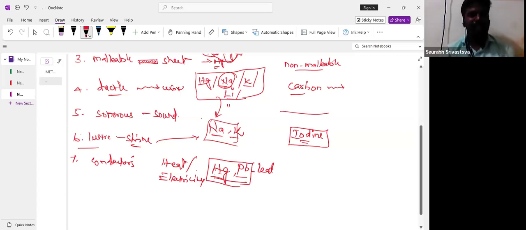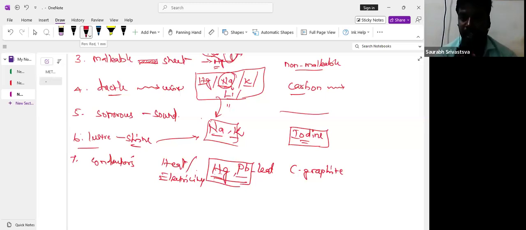Next, among non-metals, everything is a poor conductor of electricity except graphite. Graphite is a good conductor of electricity. For example, take a pencil, which is made up of graphite. If you sharpen both sides and connect the wire to conduct electricity, the bulb will glow. That means graphite is a good conductor of electricity.